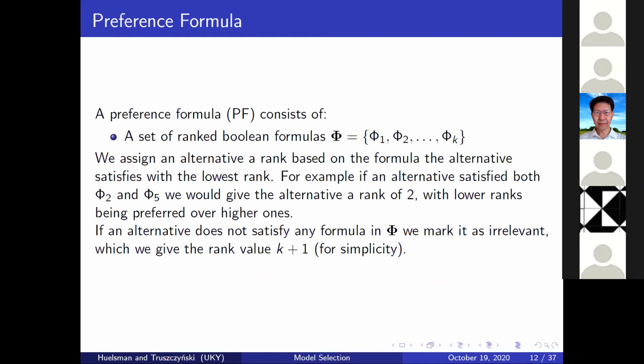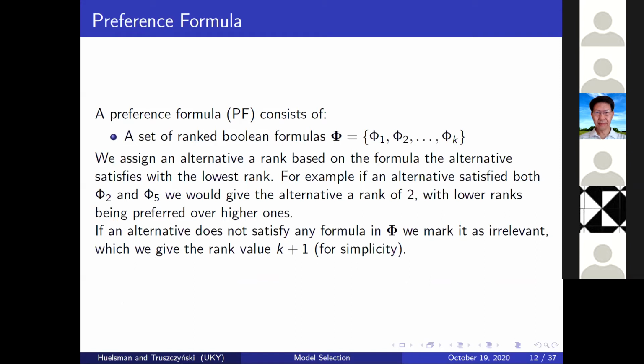This consists of a set of ranked Boolean formulas, phi 1 all the way to phi k, and we can specify whatever k we want. And we assign alternatives ranks based on the formula that it satisfies with the lowest rank. So if we had an alternative that satisfies phi sub 2 and phi sub 5, we would give it rank 2. And we prefer things with lower ranks. So rank 1 is better than everything else, for example.